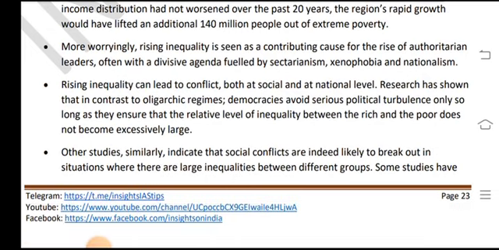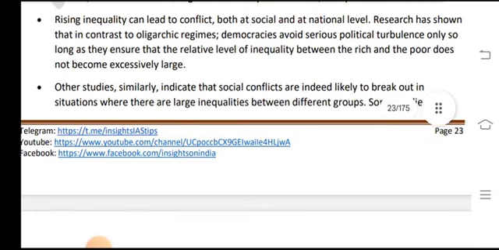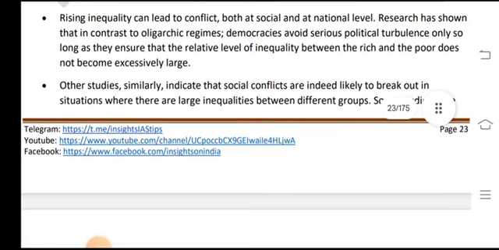Inequality can lead to conflict, both at the social and national level. Research has shown that in contrast to oligarchies and authoritarian regimes, democracies avoid serious political turbulence only as long as they ensure that the relative levels of inequality between the rich and the poor do not become excessively large.